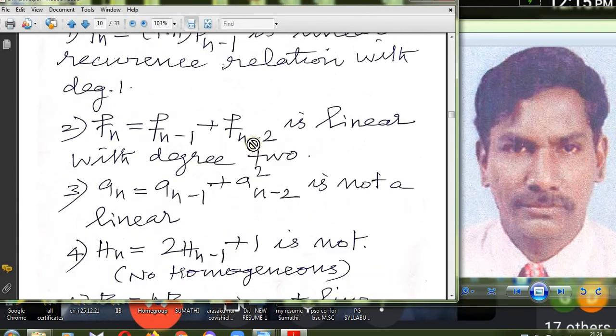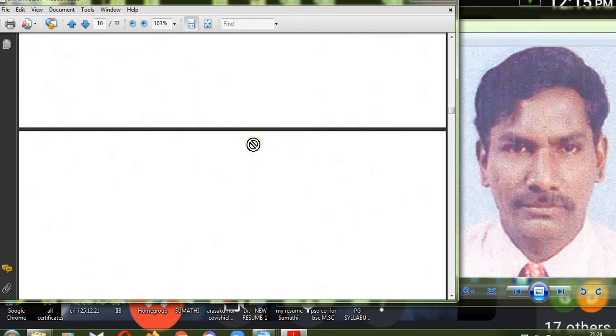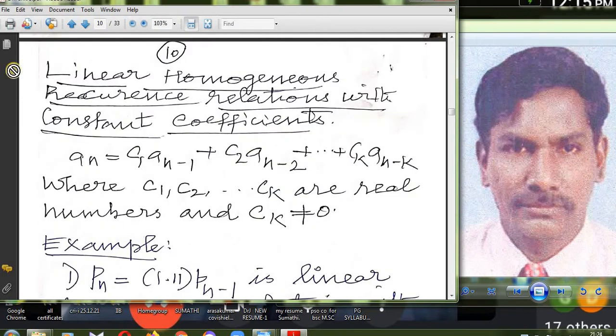Welcome students again. In this particular class we are talking about linear homogeneous recurrence relations with constant coefficients. What do you mean by that?